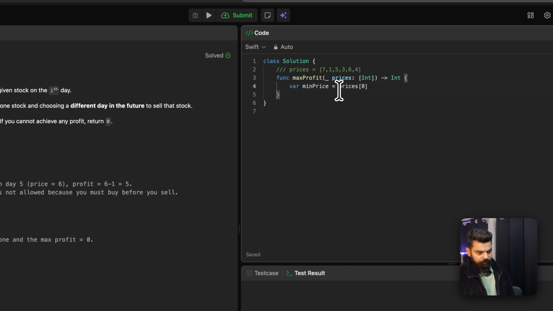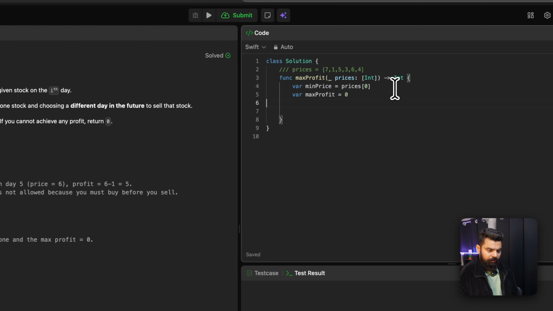Here, all right. So we have this one, and in this case I have set this min price by default to 7, and we need a variable max profit. In max profit we are setting 0, because right now we don't have any profit. So here again I will be iterating, i in 0 to my prices.count, so this will go till my array length minus 1.